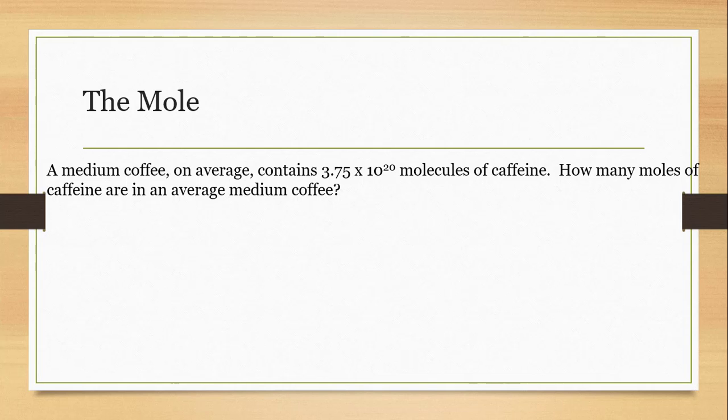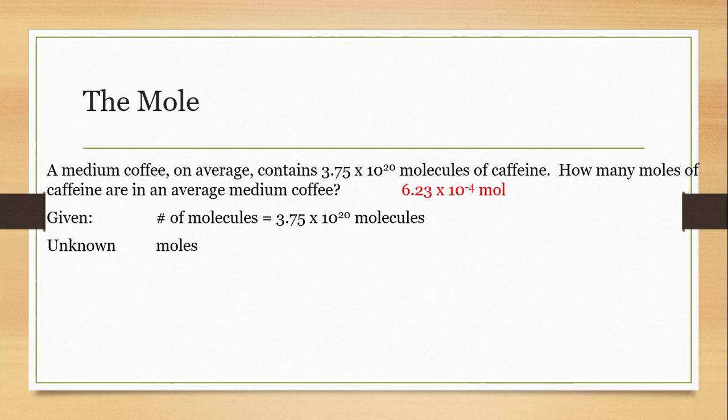Stop, figure it out, come back, check, make sure your process is okay. And the correct answer is 6.23 times 10 to the minus 4th moles. Here we're given the number of molecules, 3.75 times 10 to the 20th. We're looking for moles. Well, in this case, we want the second equation. Moles times Avogadro's number equals the number of molecules.